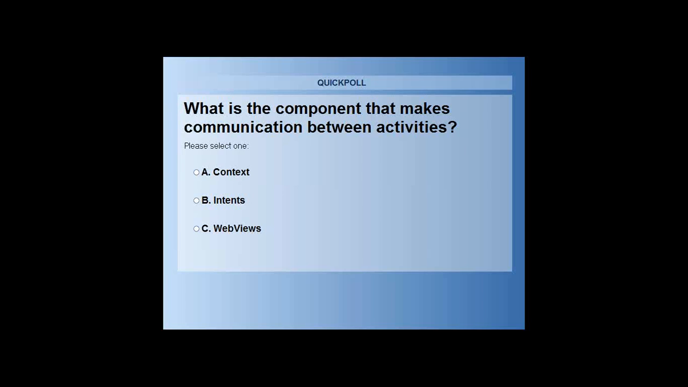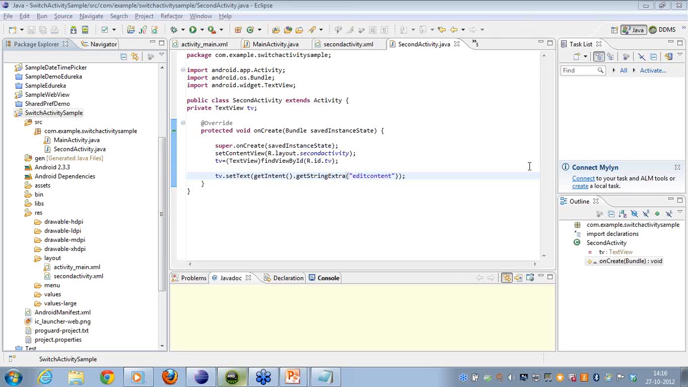I'll wait for all of you to cast your votes. And here I have got all the responses, and everybody has voted for the correct option, which is option B, intent. So I'll close this poll question. And if you have any problems in the components or in the activity switching that we have covered till now, and also about how we can pass information from one activity to another, you can write it onto the chat window.